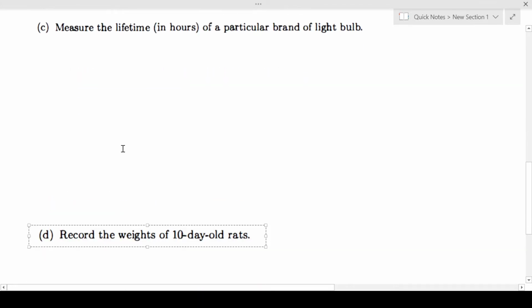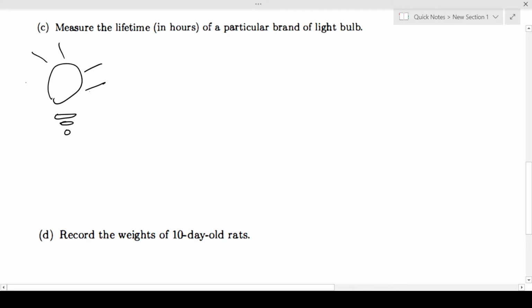We look at the next random experiment. Measure the lifetime in hours of a particular brand of light bulb. So you have the light bulb like this. This is your light bulb, and it is giving you light. So the random variable you are measuring is lifetime in hours. So you are observing this bulb and trying to figure out what the lifetime is.